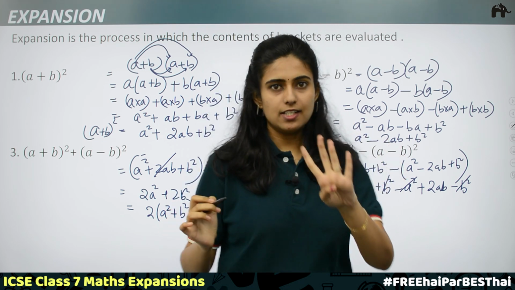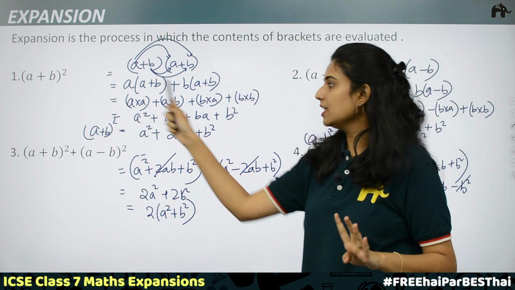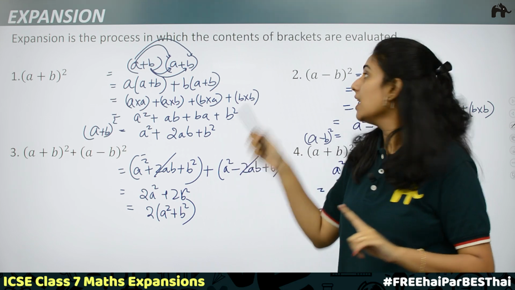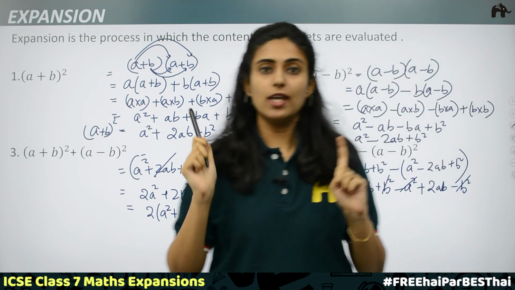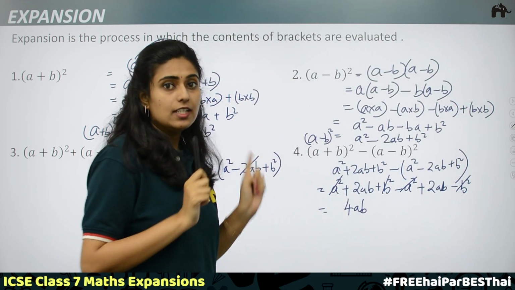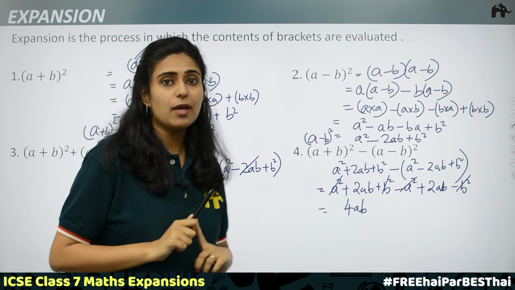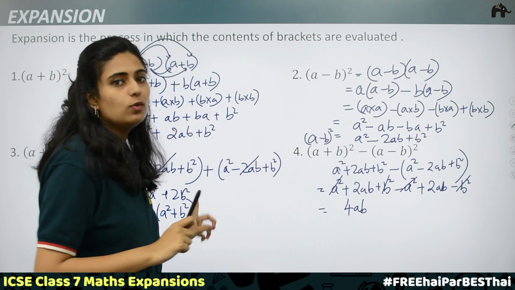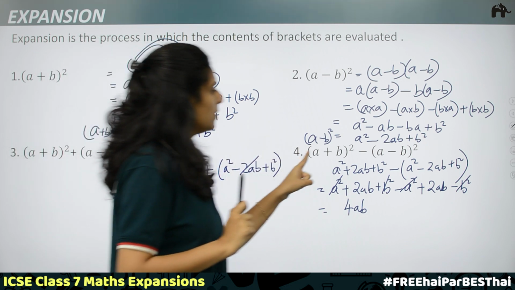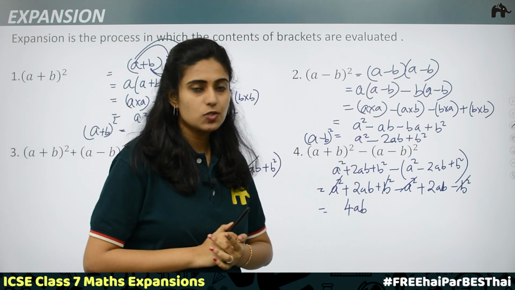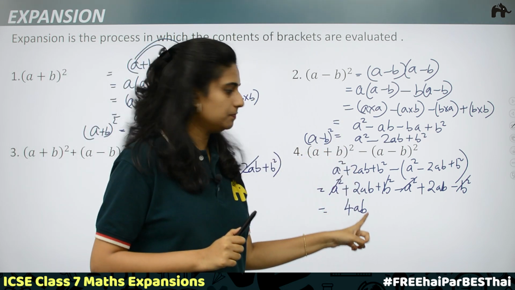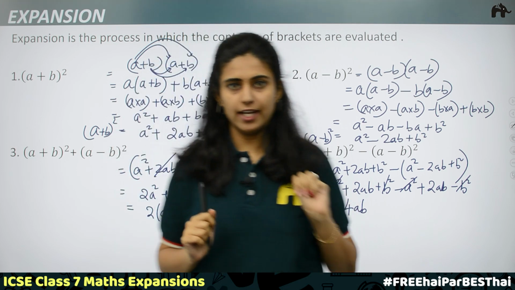So, we got 4 identities. First is a plus b whole square is equal to a square plus 2ab plus b square. Second, a minus b whole square is equal to a square minus 2ab plus b square. Third, a plus b whole square plus a minus b whole square is equal to 2 into a square plus b square, and a plus b whole square minus a minus b whole square is equal to 4ab. Okay, we got 4 identities.